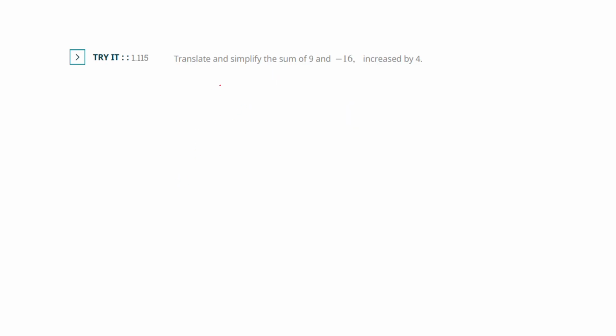Okay, the sum of 9 and negative 16. So I'm a translator here. Now I'm just going to use another parenthesis here. I put the negative 16 in parentheses because I'm adding a negative number, so I didn't have any other way to see that. Now you're taking that answer and you're increasing it by 4.